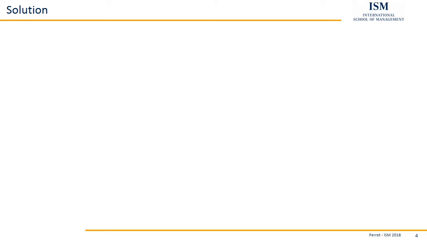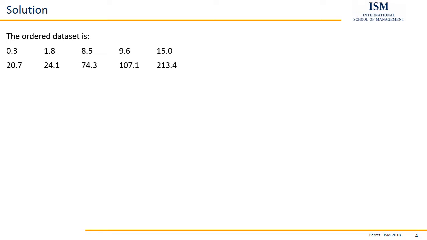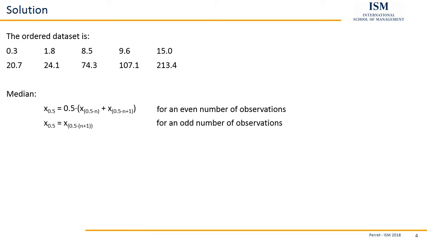Why do we need this ordered data set? Well, let's first copy it here, because it makes it easier to calculate the median. To calculate the median, we first need to decide which of the two formulas for the median we actually need to use. As we can see here, there are two formulas, and they differ in how they can be applied. One can be applied only for even numbers of observations, the other only for odd numbers of observations. Let's consider the data set. Here we can see we have 10 observations, so we have an even number. This means we need to consider the first formula.